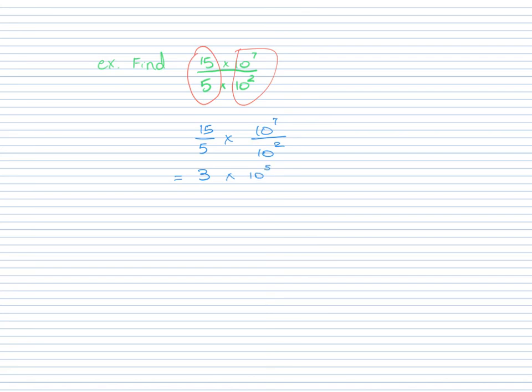Now, all we have to check for now is that it's in scientific notation. So because this number is in fact between 1 and 10, we know we're done because it is currently in scientific notation. And that's it.